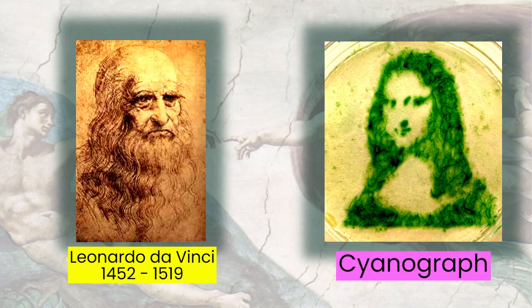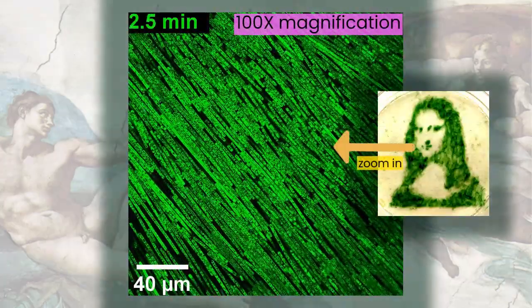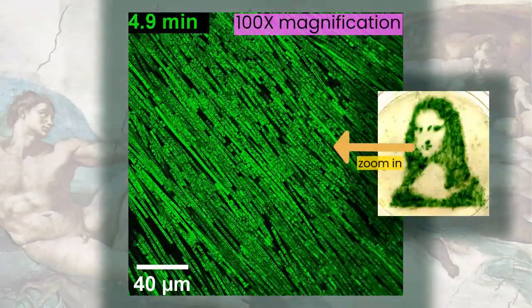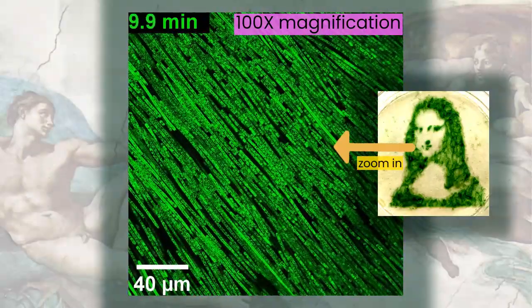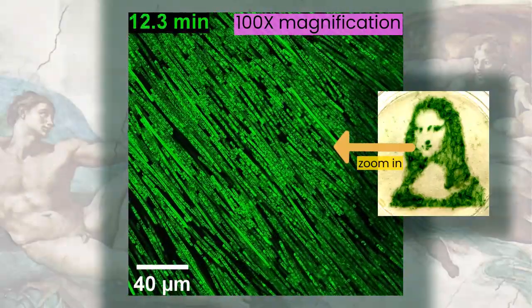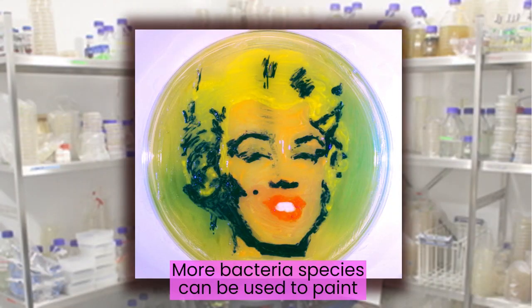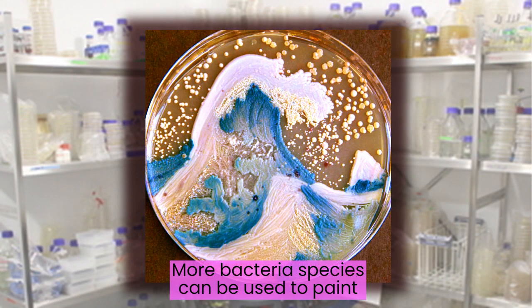This type of painting is called Cyanograph. As we magnify this Mona Lisa smile 100 times with fluorescent microscopy, we will see nicely aligned layers of cyanobacteria cells. Scientists have shown that it is possible to paint with other bacteria species too.